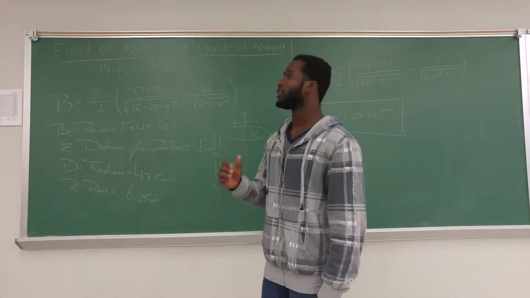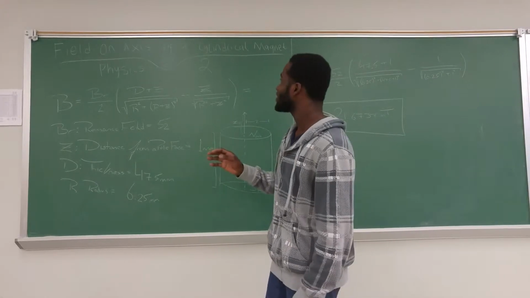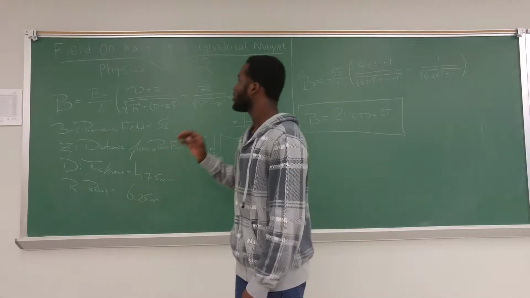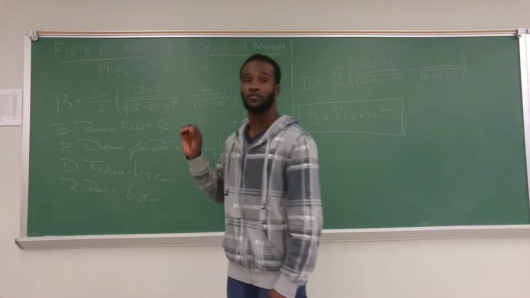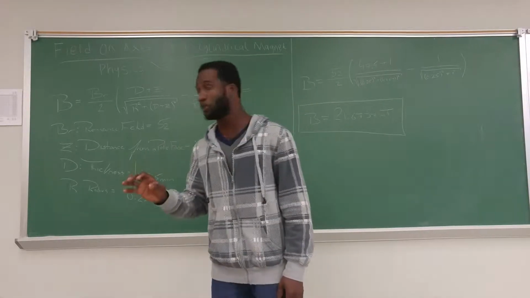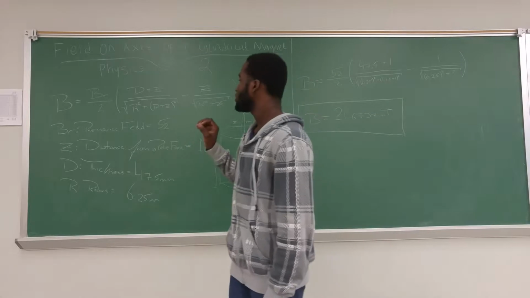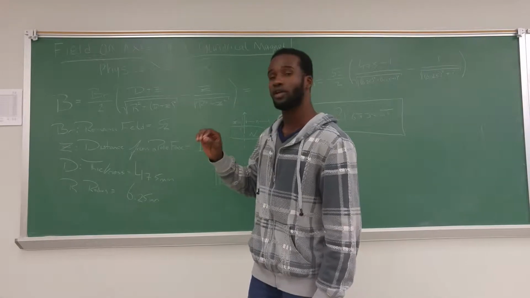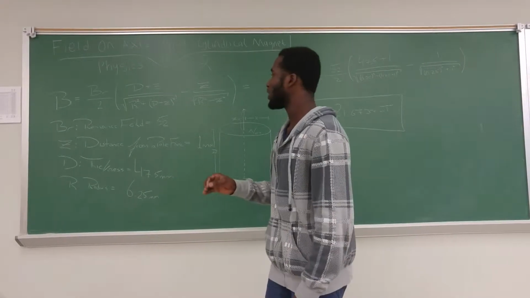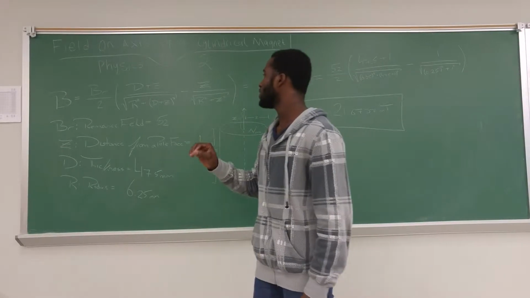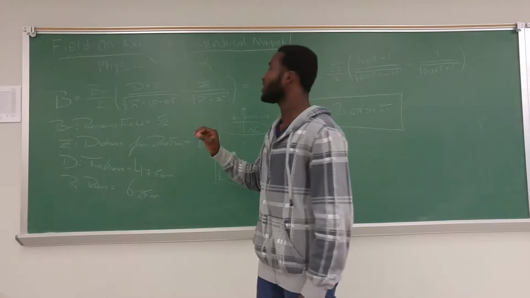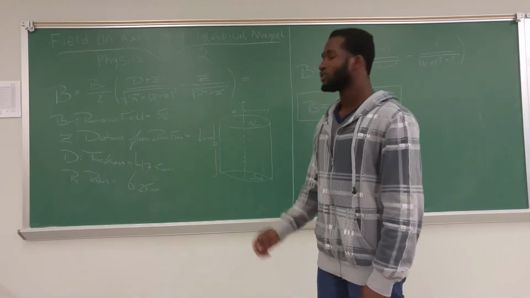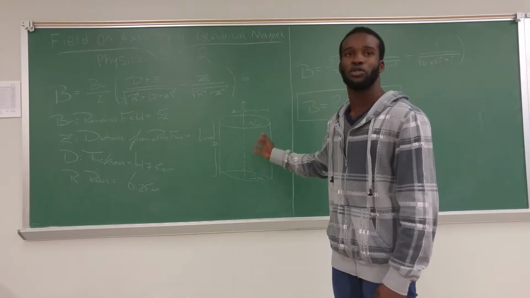Our experiment today involves finding the field on axis of a cylindrical magnet. So B, the magnetic field, is equal to Br, the remanence field, divided by 2, all multiplied by (D plus Z) divided by the square root of R squared plus (D plus Z) squared, minus Z divided by the square root of R squared plus Z squared. This diagram shows what our cylinder looks like.